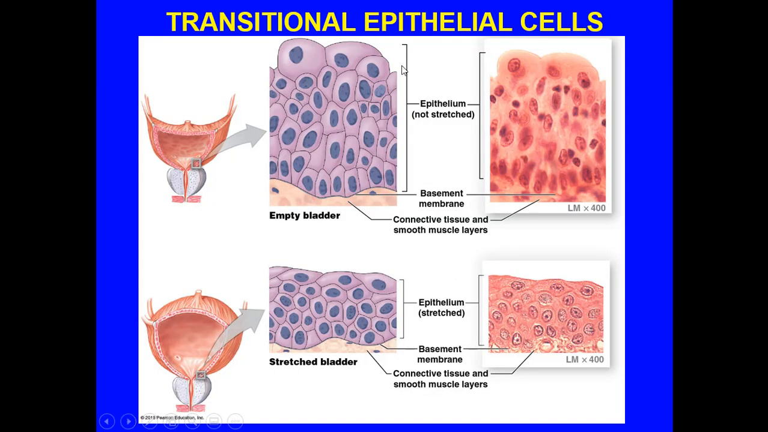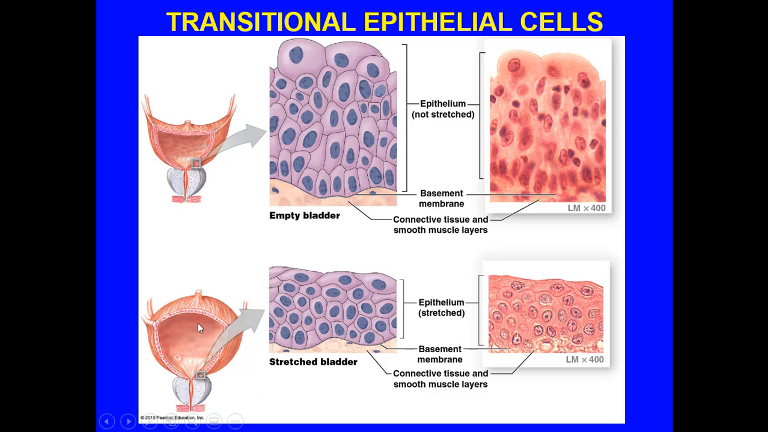Here's what I was talking about earlier. If you have an empty bladder, you'll notice that the epithelium, which is not stretched, has somewhat rounded cells, and it may be 5, 6 layers thick. Notice at the top even is kind of round and bulbous, but underneath it, you have the connective tissue. You also will have underneath that a smooth muscle layer.